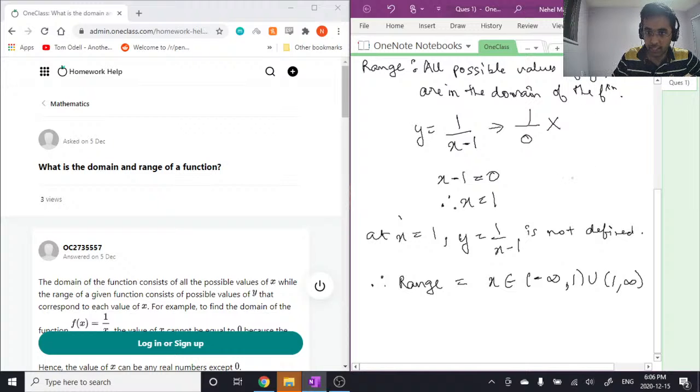Just for a quick example, if we had something of the sort y equals x squared minus 1, in this case x cannot be equal to -1 as well as +1, so that would have a different domain. Okay, so now for the same question, I meant to say domain here.